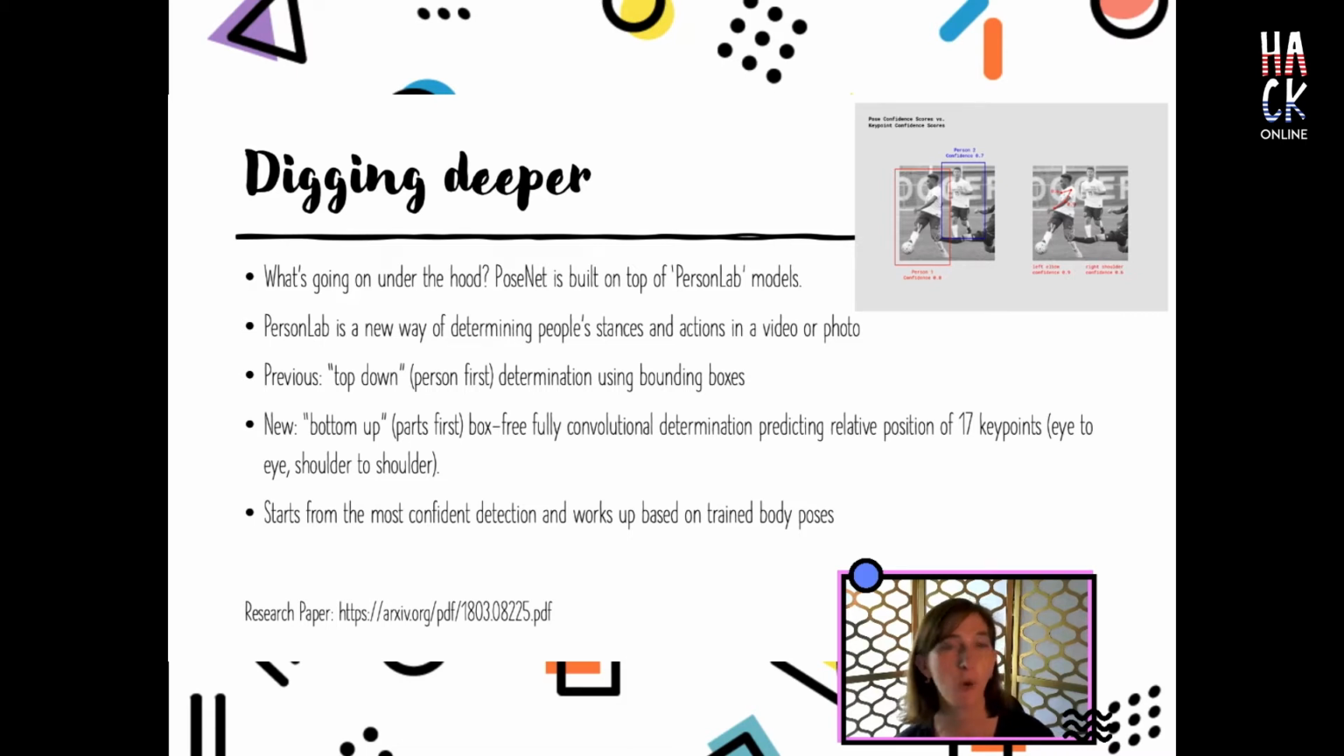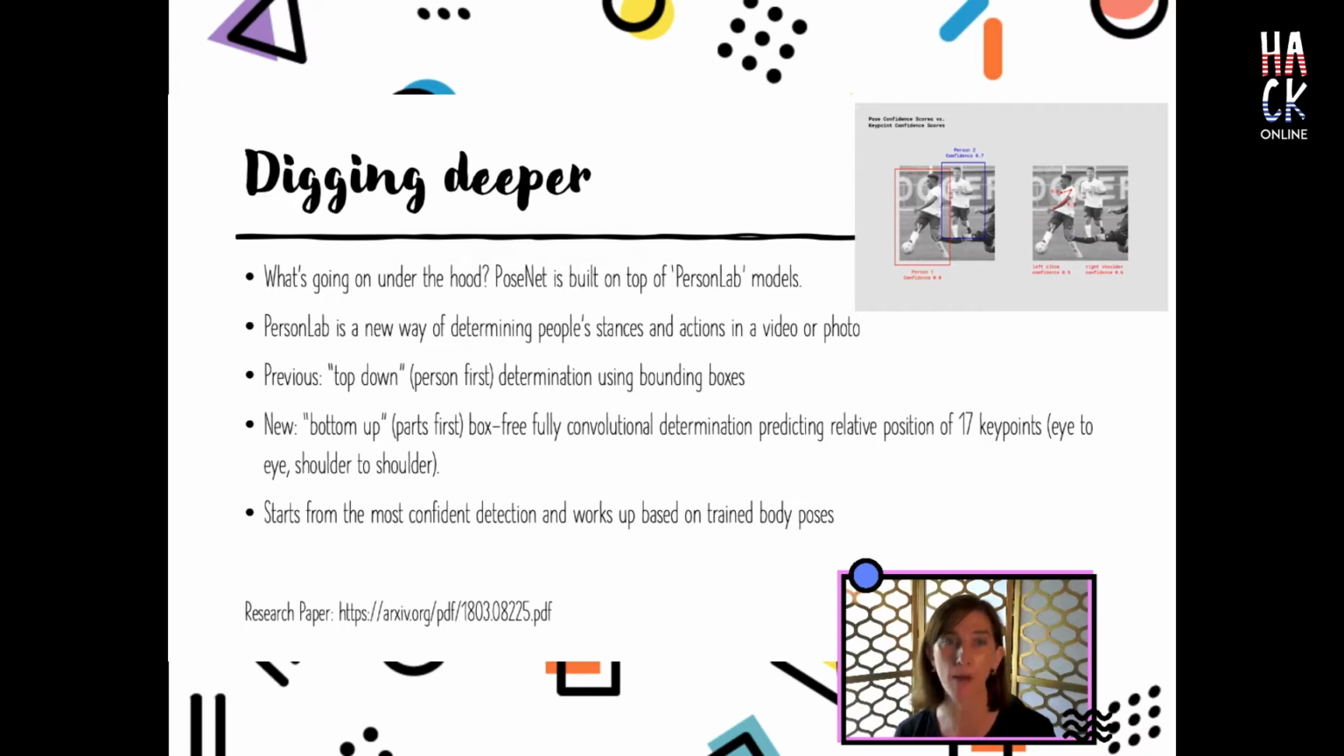PoseNet is a new way of determining people's stances and actions in a video or photo. And previously, the algorithm was designed to be top-down, person first. So it would use basically a bounding box, and it would say, yes, that's a person. But this is a new way of looking at a body. It's coming from the bottom up. It's parts first instead of a persons first top-down situation.